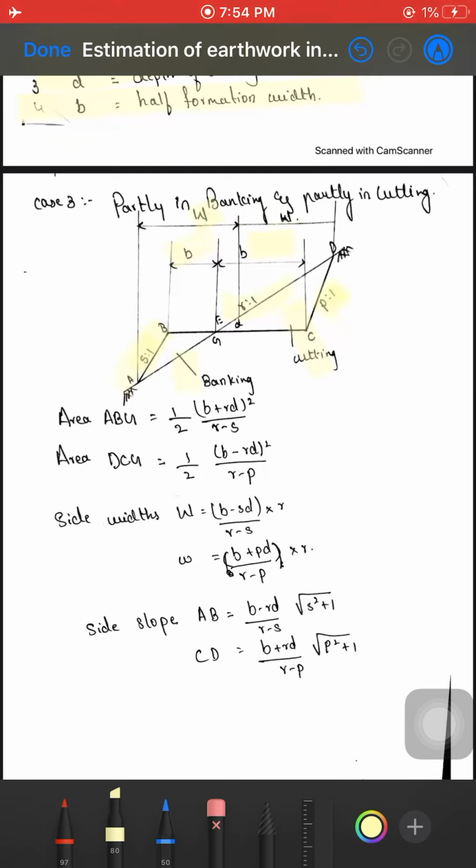And small w. So area ABG here is given by half b plus R D, whole square, divided by R minus 1, and area DCG is given by half b minus R D, whole square, divided by R minus P. So side widths are given by this formula and side slopes are given by these formulas. I have not shown you the derivations here; we'll be directly solving the problems.